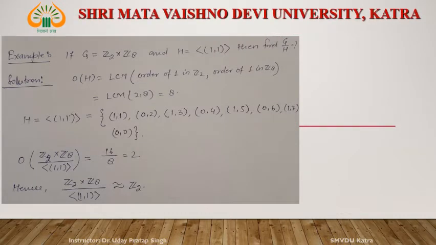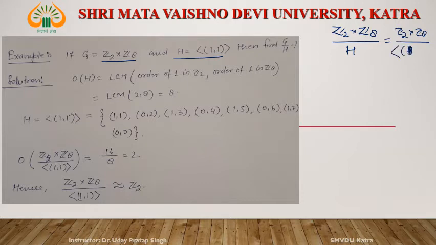Now see another example. If G is equal to Z2 cross Z8 and H is generated by (1, 1), then what is the structure of Z2 cross Z8 by H? That is Z2 cross Z8 and the subgroup generated by (1, 1). Then we have to find out Z2 cross Z8 by H.